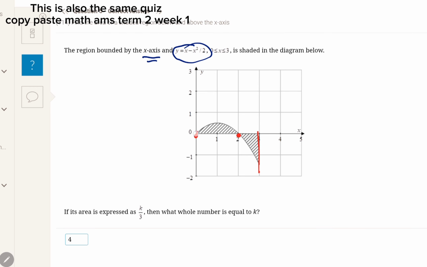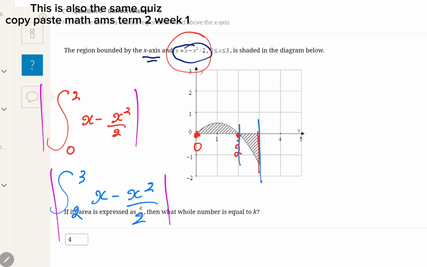Now, how do we do this? Very simply. Don't forget always to put it in absolute value because we're taking the area. When they say area, you put it in absolute value. So what do we do in this scenario? We need to find the integration and we add them. So let's take the integration of x minus x squared over 2. First of all, we're just going to take the integration.